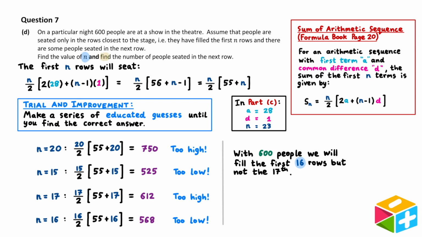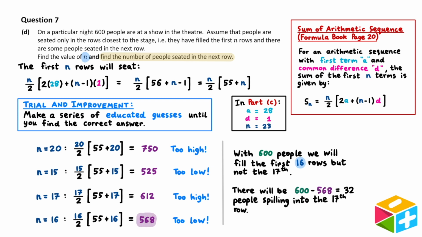We were also asked to find the number of people who would be seated in the next row. Well, the first 16 rows would seat 568 people, so we'll have 600 minus 568 is equal to 32 people spilling into the next row.